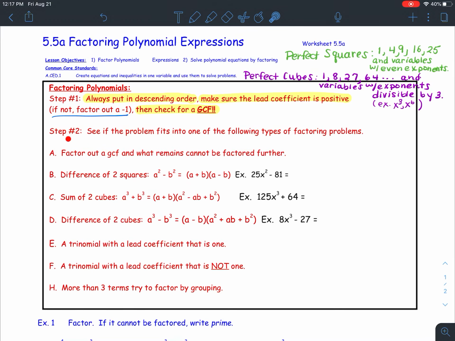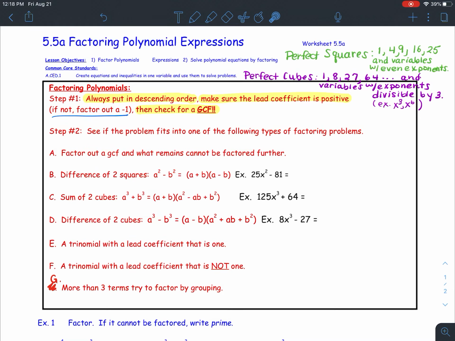Once you've done these things, then the second step is to see if your problem fits into one of these types of factoring problems. I think that this should probably be the letter G there. Sometimes we try to put the cart in front of the horse and we look at our problem and try to figure out which type of factoring problem it is when we haven't actually removed a GCF first. That is going to be most students' problem, that they have not checked for that initially.